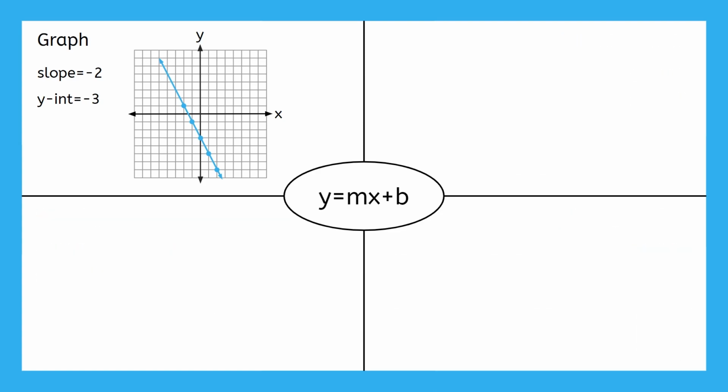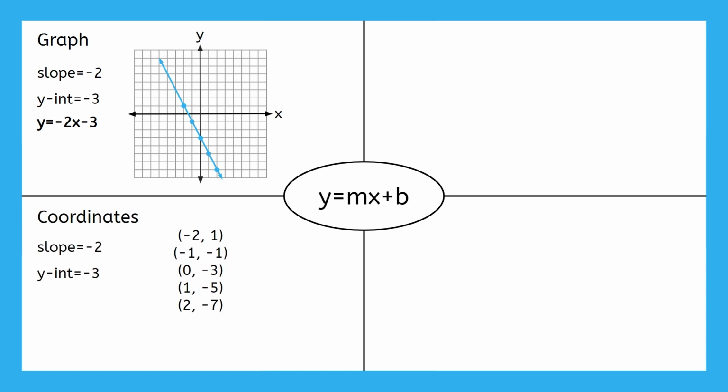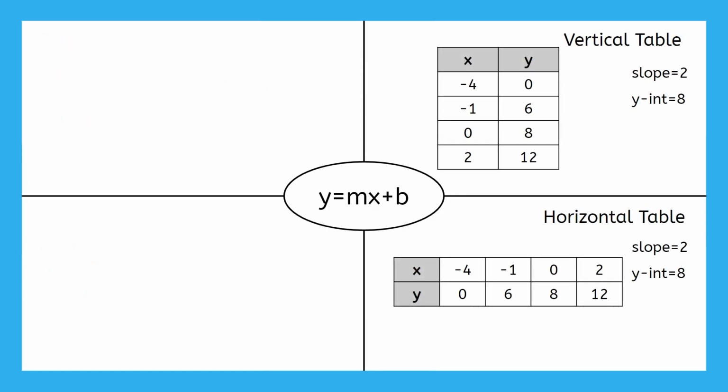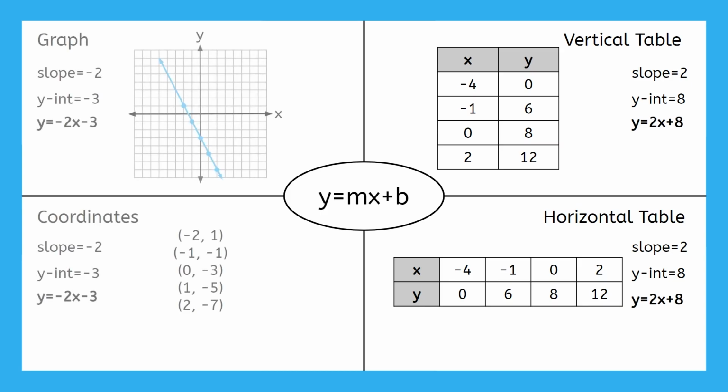For the graph, the slope is -2, and the y-intercept is -3. So I'll put in -2 for m and -3 for b. It's never good math grammar to have a sign and an operation next to each other, so I'll rewrite this as y equals -2x minus 3 instead. The coordinates have the same slope and y-intercept, so their equation is the same. How about for the tables? With a slope of +2 and a y-intercept of 8, that makes the equation y equals 2x plus 8. And that's all there is to it.